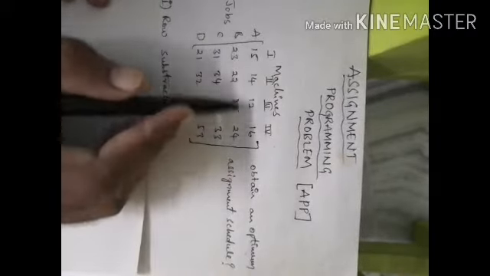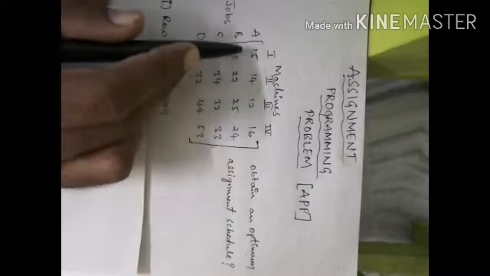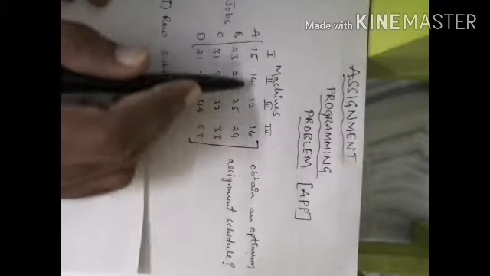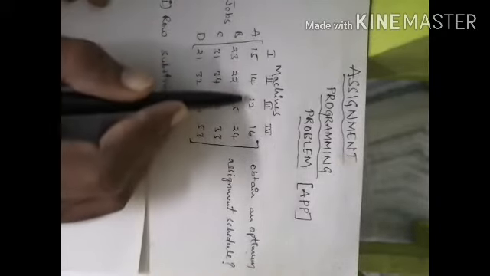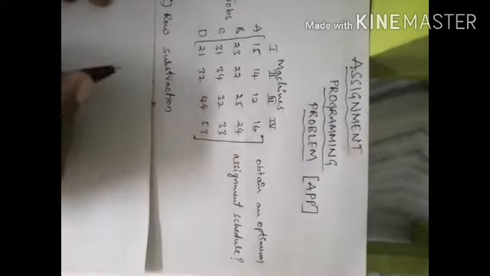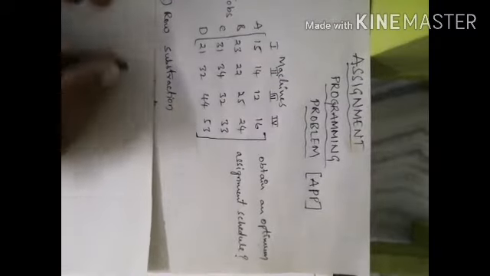We need to select the minimum value of each row and subtract that minimum value from each value in that row, for all rows. In the first row the minimum value is 12, so subtract 12 from all the row values. In the second row 22 is the minimum, so subtract 22 from all the values. Then 32 is the minimum value in the third row, subtract, then 21 subtract. Okay, so we get the new matrix.